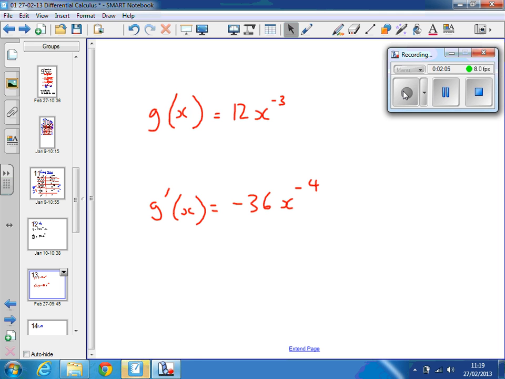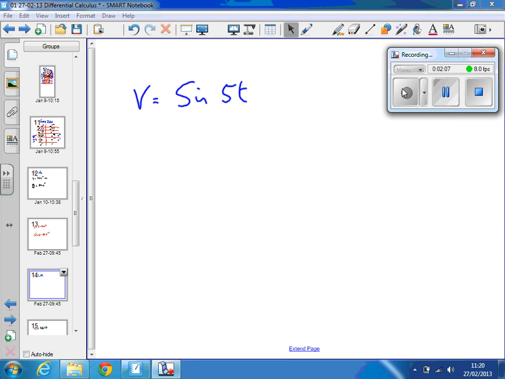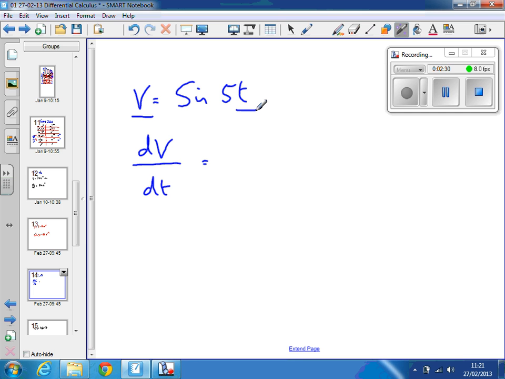The first rule. So next example, v equals sine 5t. So, Ricky, what convention are we going to use here to find the differential? What am I going to write for the differential? So the convention for the differential is dv by dt, because those are the two variables involved. I'm finding the differential of v with respect to t.